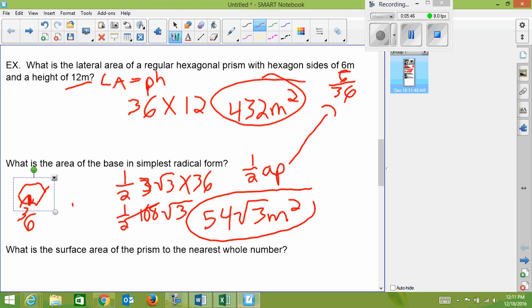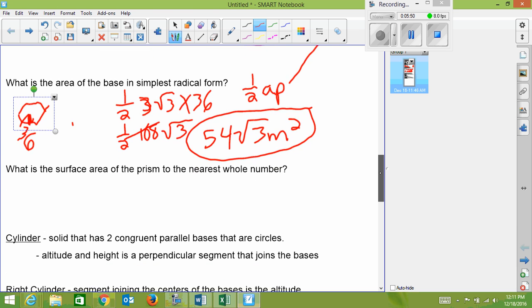And I'm just going to leave it like that. It says simplest radical form, so that's how I'm going to leave the answer.